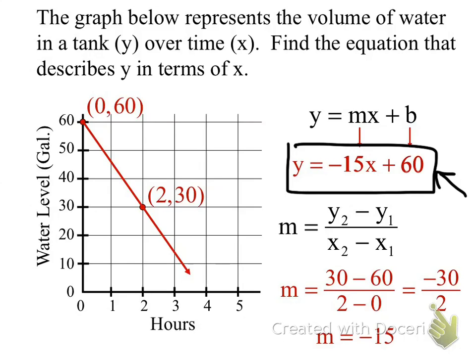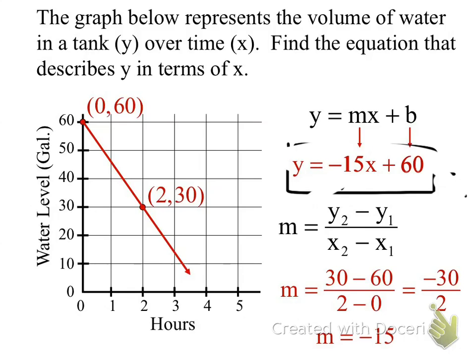Conceptually. Up here, the water level. I'm starting, right? My B is my starting point with 60 gallons. And then what is my slope representing? Levi? The water level per hour. I'm dropping 15 gallons per hour. So that's what that means conceptually, okay?